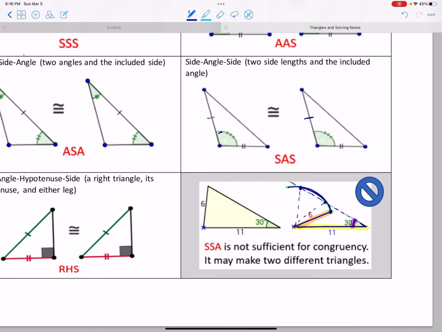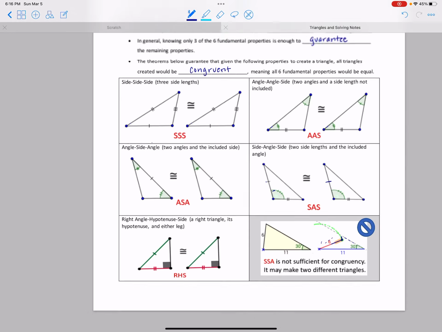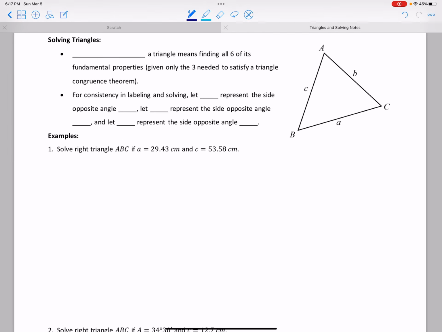So we have side-side-side, angle-side-angle, angle-angle-side, side-angle-side, and then HL or RHS. That's kind of called two different things there, but this is not a triangle congruence theorem. And we're going to see it come back in when we talk about something called the law of sines and how we have this ambiguous case because there are different things that could happen. But for now, let's see what we could do knowing the information from the 5 actual congruence theorems that we do have. Okay, what we can do is basically solve a triangle.